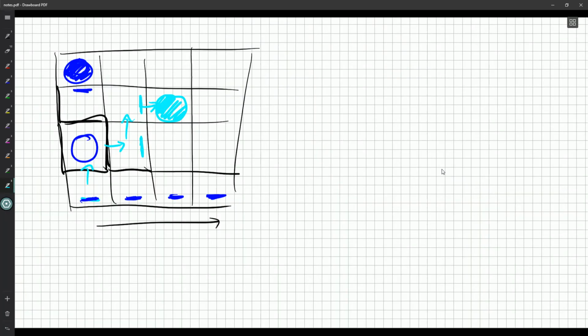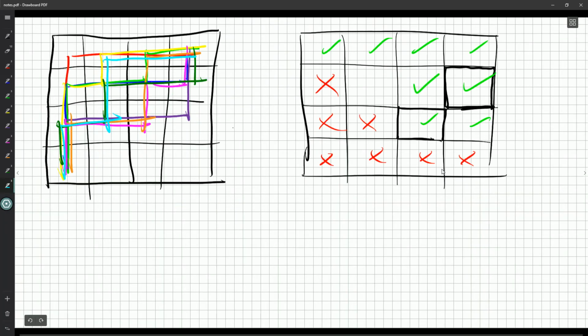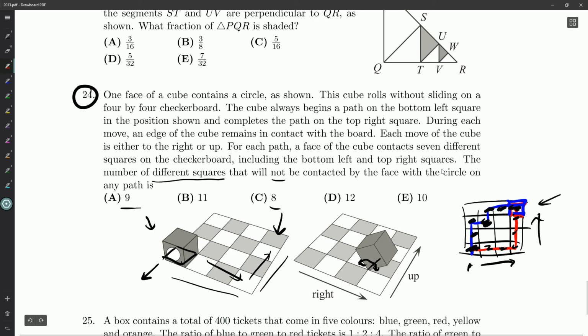Okay. And if we had any more, then the answer would have to be 7 squares that will never get it. 7 isn't an option, so we know for a fact, all right, 8 can't get the circle. Right? Because if 7 was an option, I'd have a bit more work to do, but the answer is C, 8. Right?